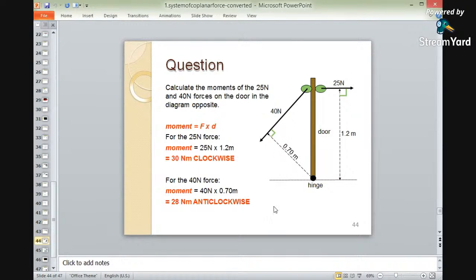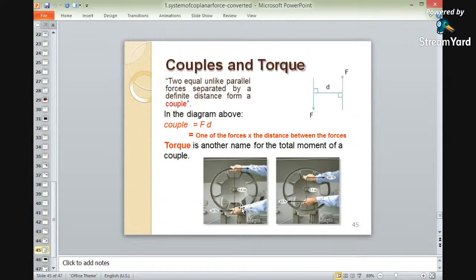Again, this 25 newtons about this hinge comes to be clockwise, whereas this 40 newtons about this hinge comes to be anti-clockwise. In this way we have discussed the concept of moment, and we have calculated the different quantities, that is, the moment as 30 newton meters clockwise and 28 newton meters anti-clockwise. Again, we have the concept of couple and torque. The simple concept has been discussed related with couples and torque.